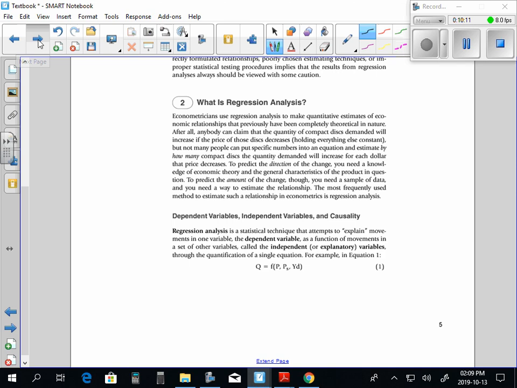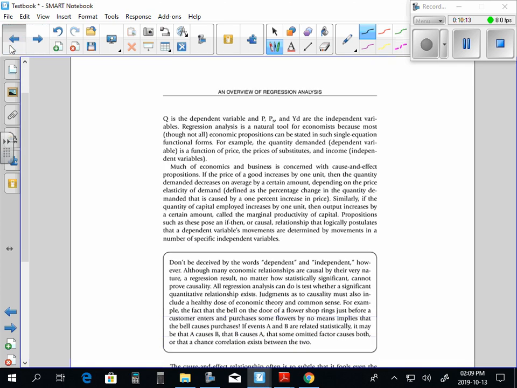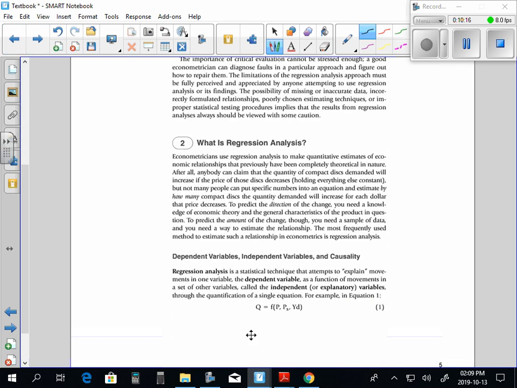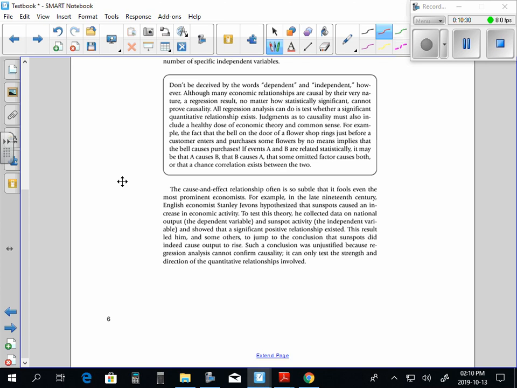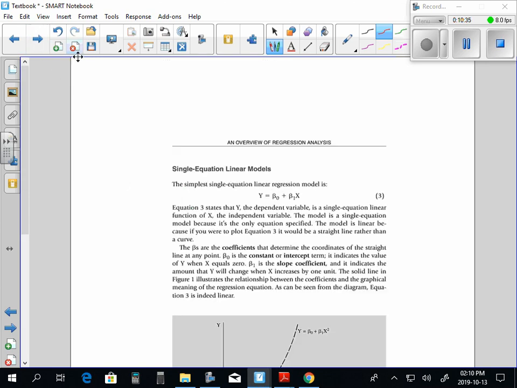The dependent variable is the one that you're trying to explain. In this case, we are talking about the quantity demanded of a particular product as a function of price, so price would be independent. Price of substitutes is independent. Disposable income is independent. Causality: you need to have an idea about the cause and effect relationship between certain things.